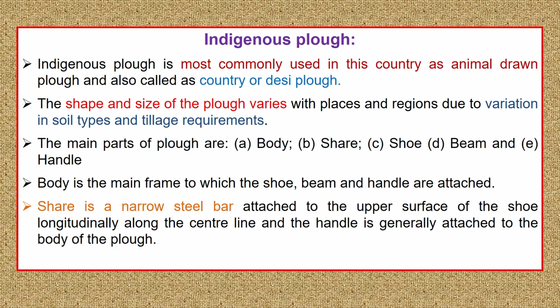Whereas in case of light soil condition, you may go with the bigger size also, because the soil resistance offered over the implement will be low, and a pair of bullocks can easily pull it. As far as parts of the plough are concerned, the main parts are body, share, sole, beam, and handle.